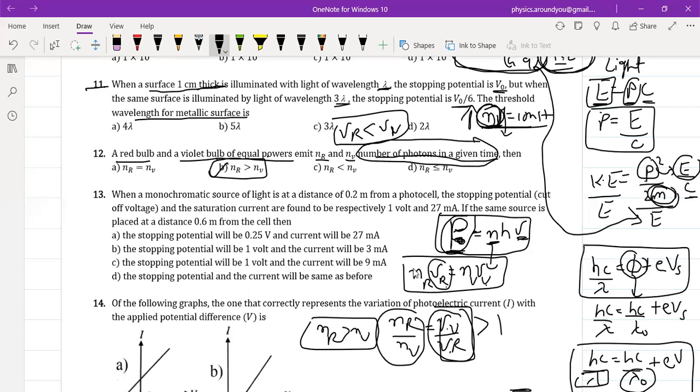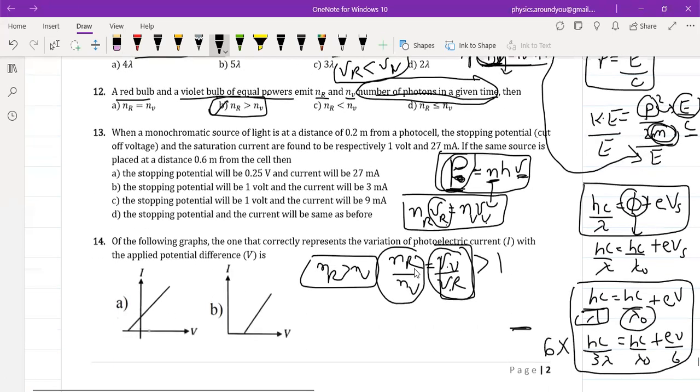If you don't know the power relations, you're gone. We can't do much here. So P is equal to N h nu, where N is the number of photons emitted per second. Now, question number 13. In question 13, the source is at 0.2 meters, stopping potential is 1 volt and saturation current is 27. If the same source is placed at a distance of 0.6, what will happen?